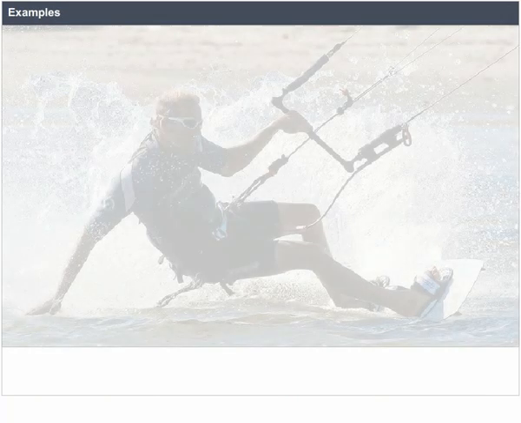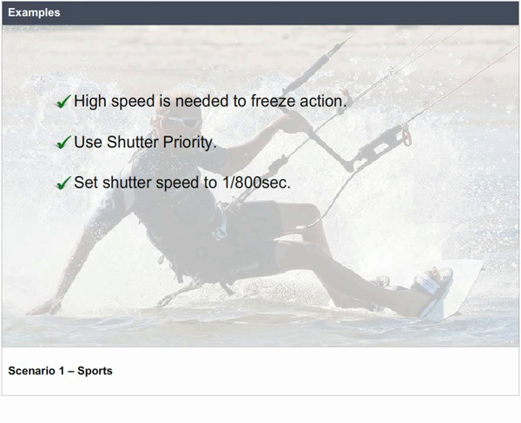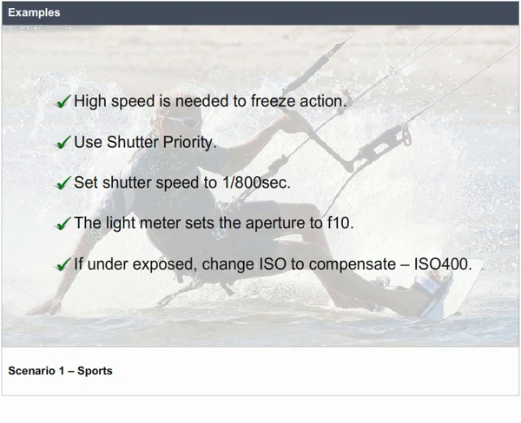Examples. Scenario 1. Sports. High speed is needed to freeze action. Use shutter priority. Set shutter speed to 1/800th of a second. The light meter sets the aperture to f10. If underexposed, change ISO to compensate, ISO 400.